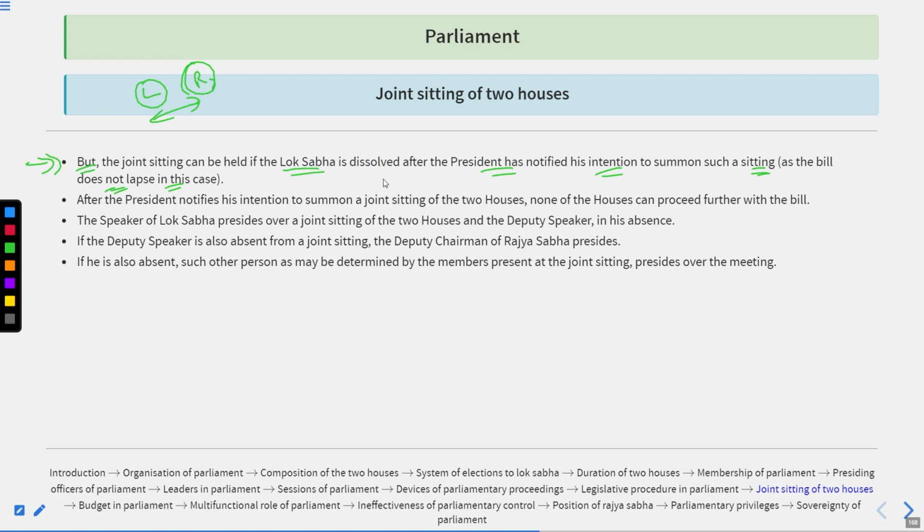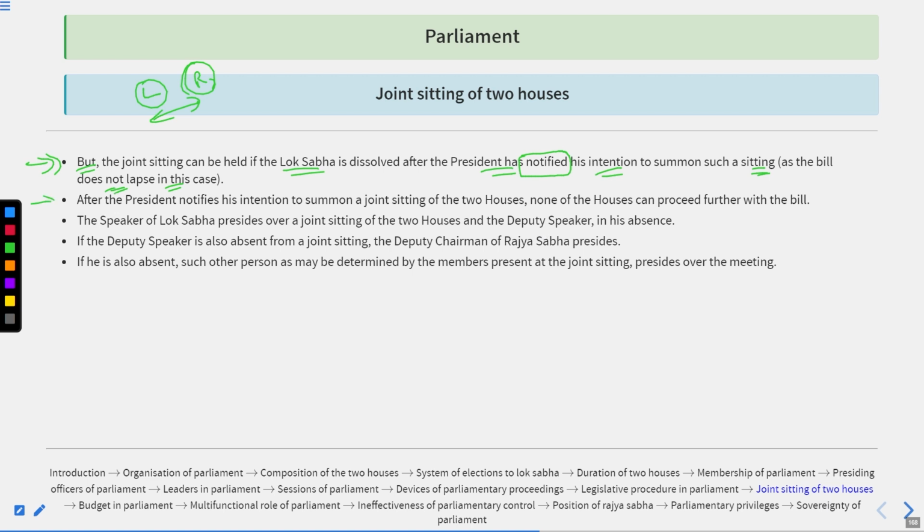Because in such a case, even before the dissolution of the Lok Sabha, the notification for the joint sitting has been passed. But if the President got an intention to call the joint sitting after the 5th of September, when the Lok Sabha got dissolved, then in such a case, no joint sitting could be called. Why? Because this would be a case of lapse of the bill.